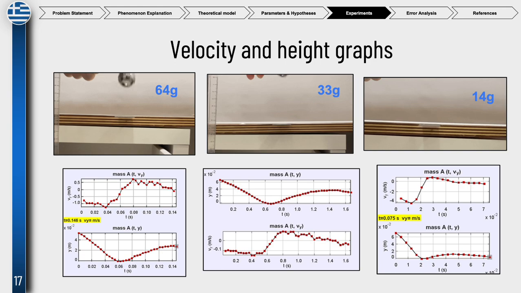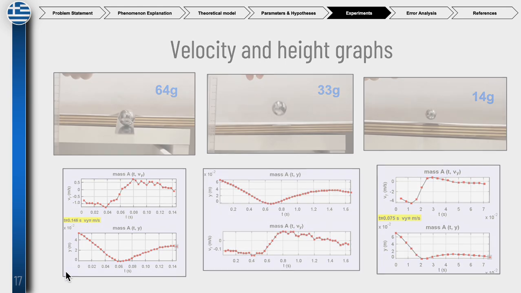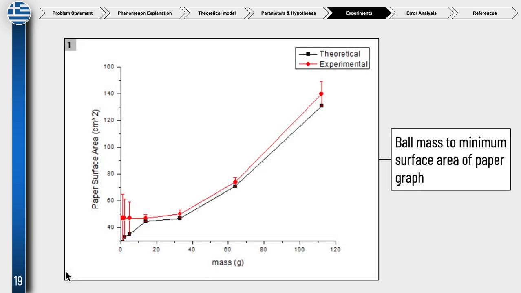Here you can see our velocity and height graphs. So these are for balls of 64 grams, 33, and 14 accordingly. And here you can see the graphs that were derived from Tracker. And here you can see a graph where in the y-axis we have the paper surface area, and in the x-axis we have the mass. And we have two lines, both theoretical and experimental one.